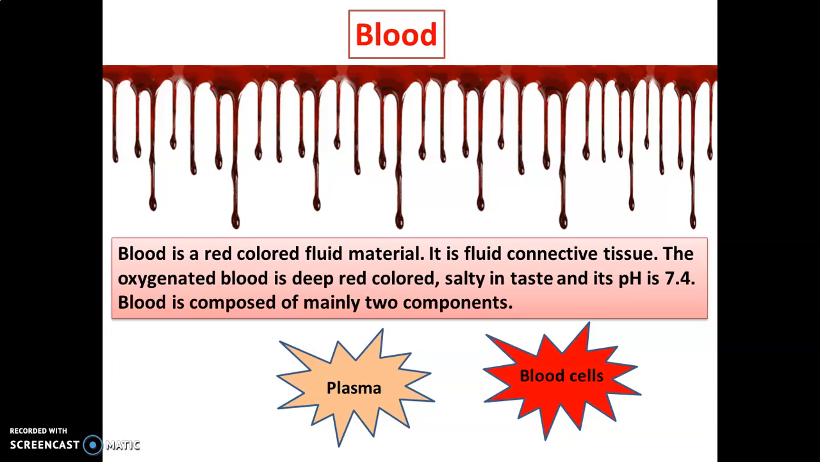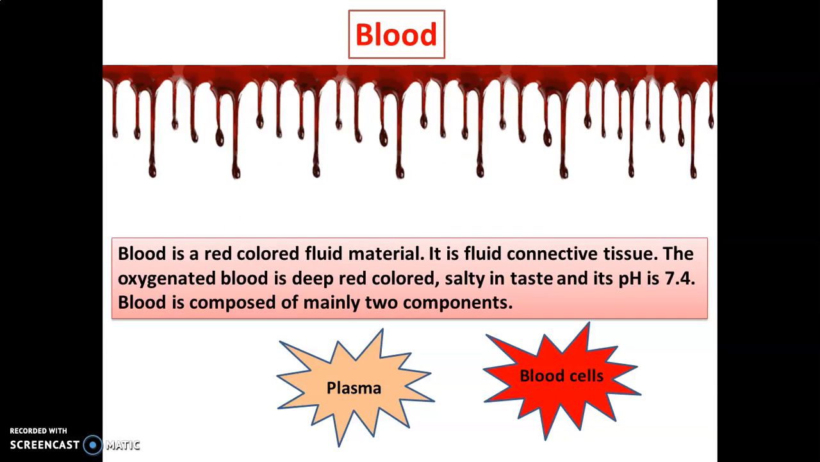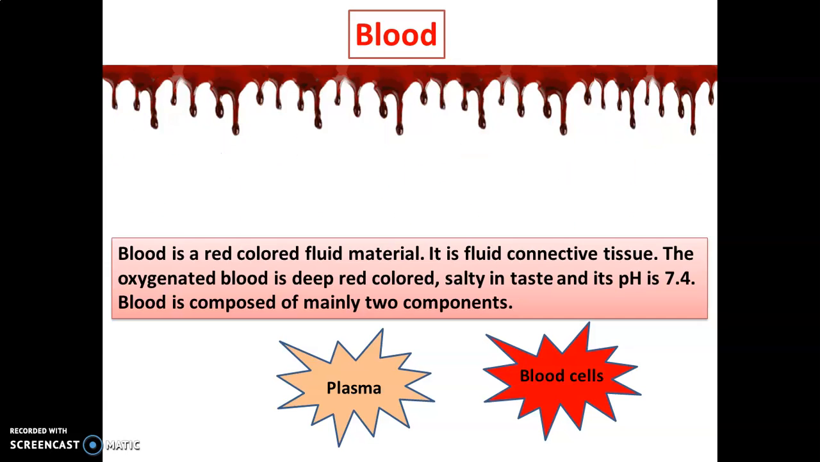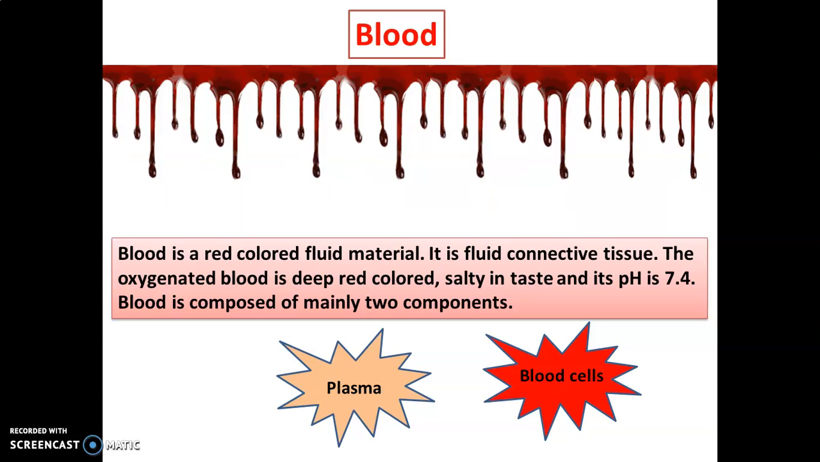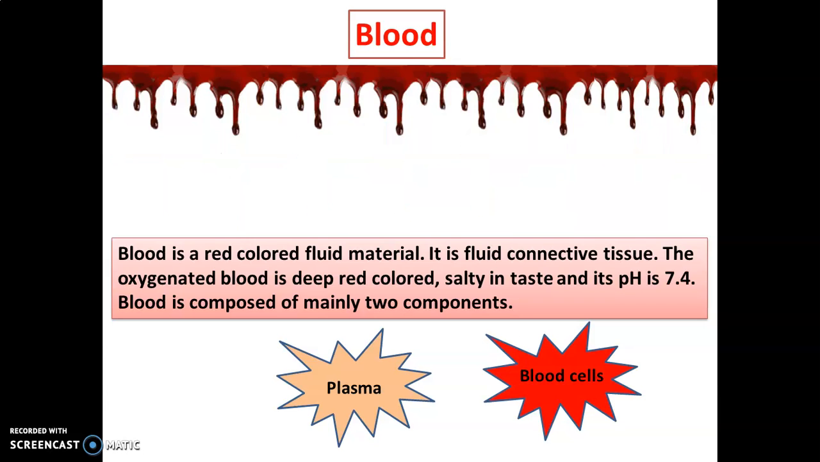The oxygenated blood is deep red in color, salty in taste, and its pH is 7.4. As you can see, it is deep red in color. If you taste your blood, it is salty and its pH is 7.4, so it is not acid. It is towards the basic side. Blood is mainly composed of two components, that is plasma and blood cells. Now let's study each of these components in detail.